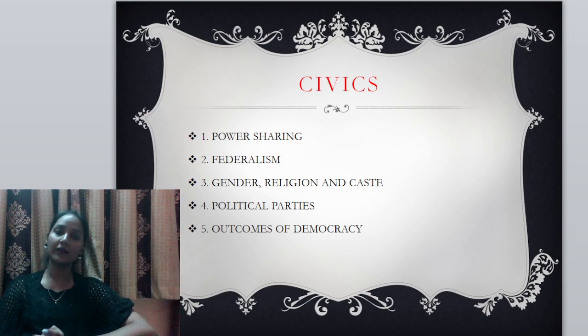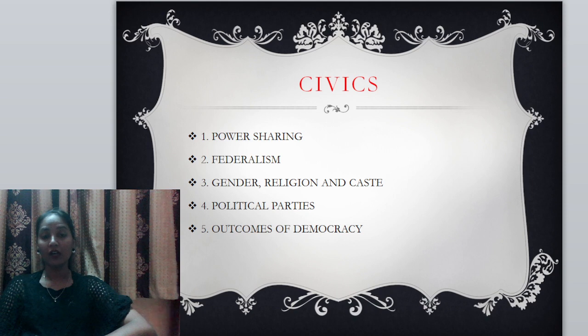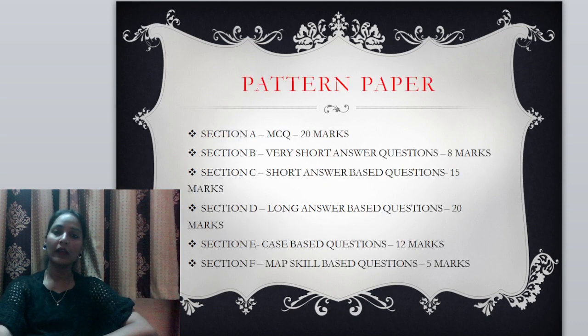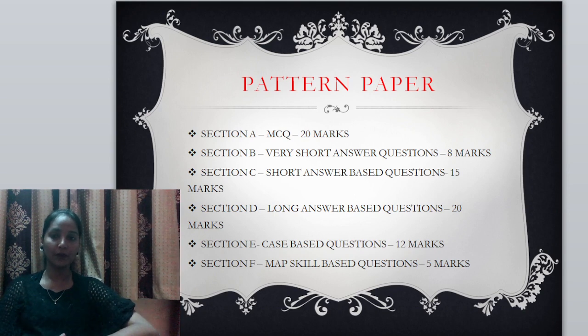And the last is civics. All these lessons are going to come: power sharing, federalism, gender, religion and caste, political parties, and outcomes of democracy. So this was all about your syllabus. Now let us discuss the pattern paper, that is, which type of questions will be asked in your final exam.